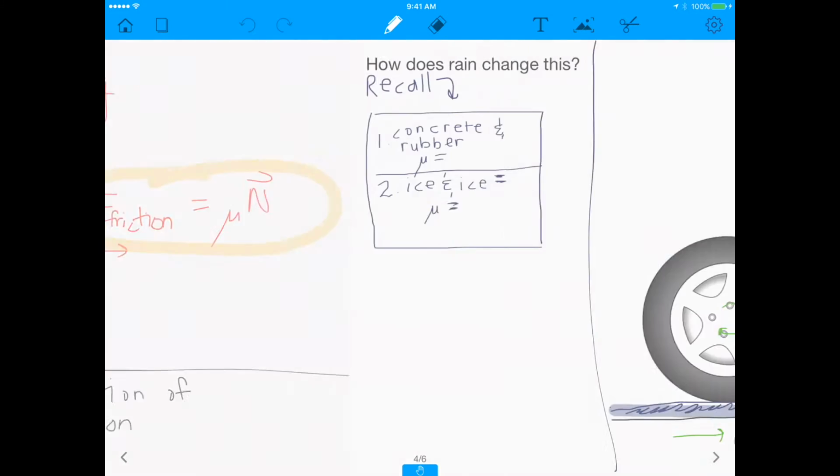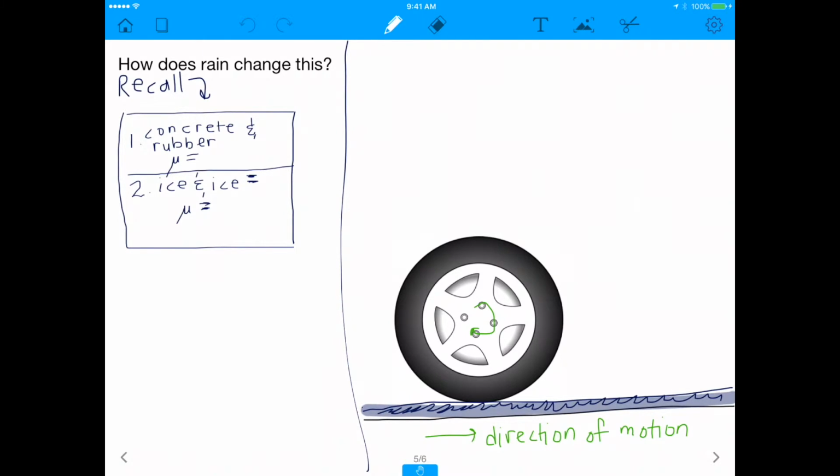So how does rain change this? So you'll see my handy dandy drawing here, and you'll see that I've drawn rain right here with a thin layer of blue highlighter. So when you have rain, now you kind of have rubber, right? You have this rubber tire. Now you have rain, and then at the bottom, this bottom part right here is the concrete, right? So now you don't exactly have rubber and concrete. Now you have rubber, rain, and concrete.